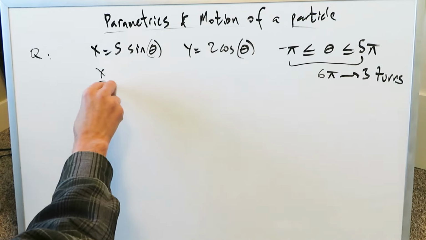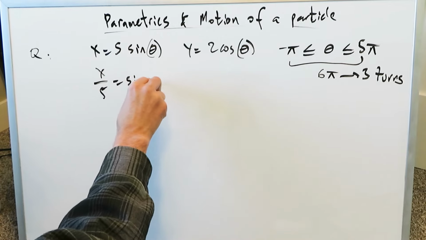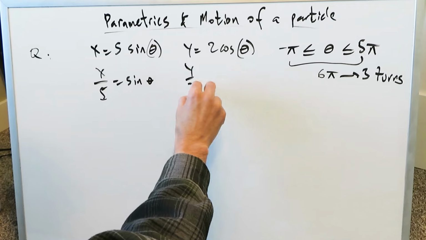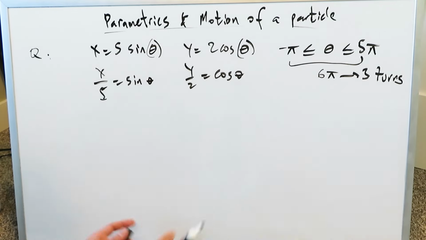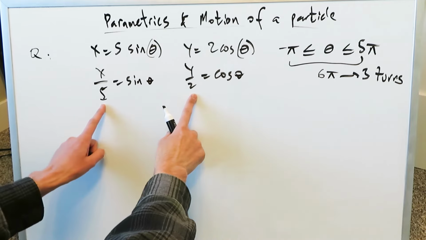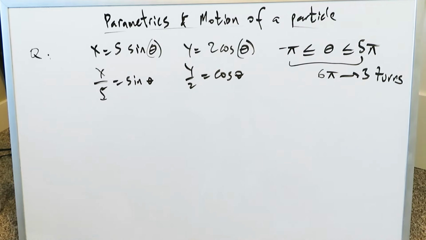Now, take the coefficients on the other side. You have x over 5 is equal to sine theta, and likewise here, y over 2 is equal to cosine theta. Now, look, we have sines and cosines, but when we do look at the denominators, we don't have same numbers.